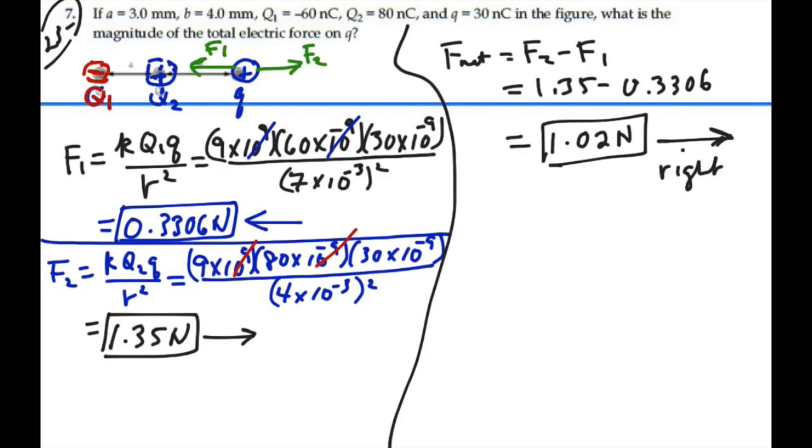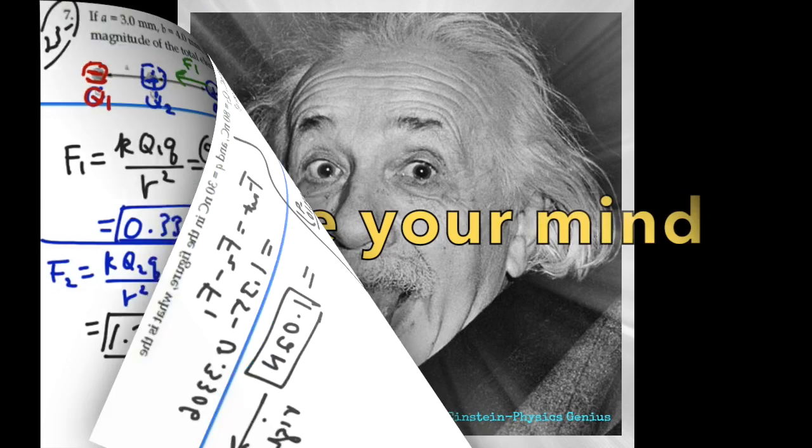So that's our answer. That's the net force on little q, 1.02 newtons to the right direction.